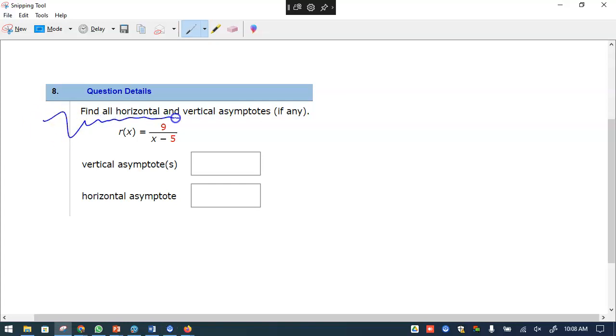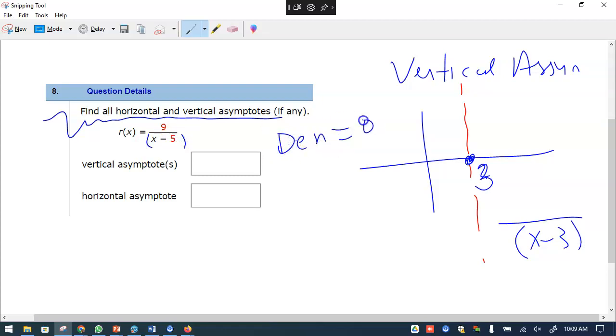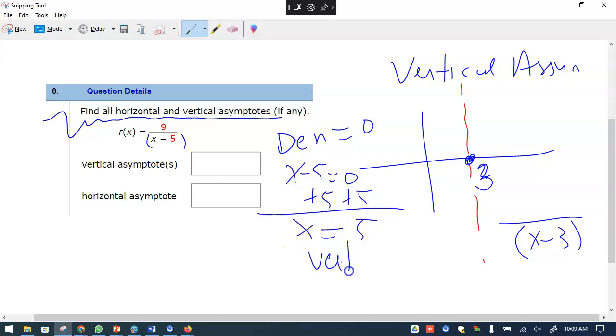Okay, let's do problem number 8. Find all the horizontal and vertical asymptotes, if there are any. Now to find the vertical asymptote, all you do is you want to know where it is undefined. So let's say if this is 3, then you say, okay, the bottom one has to be x minus 3. Now, if you look at the bottom here, you just put the denominator equal to 0 and figure out when it's going to be 0. So this means x minus 5 is 0. You add 5 to both sides and you get x equals 5. And that's the vertical asymptote done.